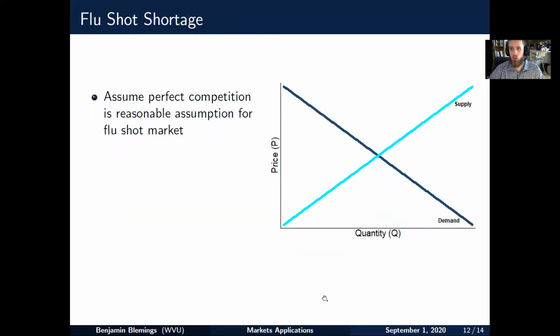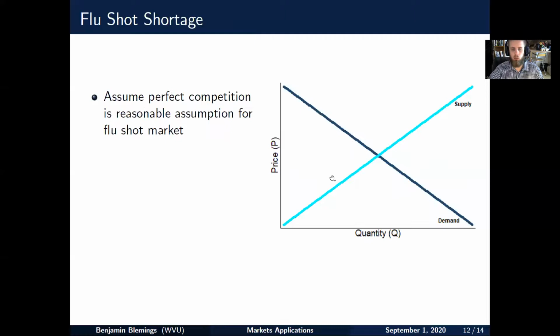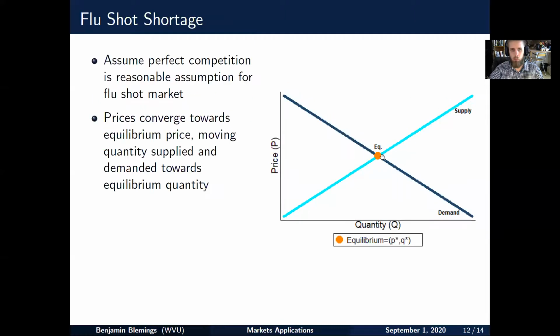The last thing I want to talk about is a flu shot shortage, given that we're in the middle of a pandemic right now. If we do get a vaccination for COVID-19, I want to talk about different ways that that could proceed in the market. So let's assume that perfect competition is a reasonable assumption for a flu shot market, so it can be modeled with the supply and demand framework.